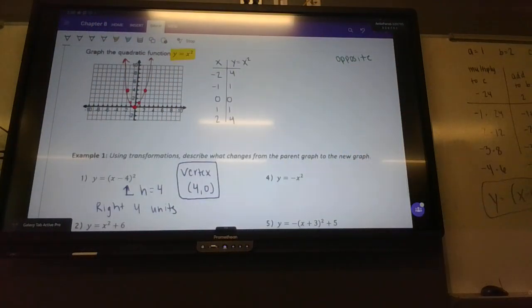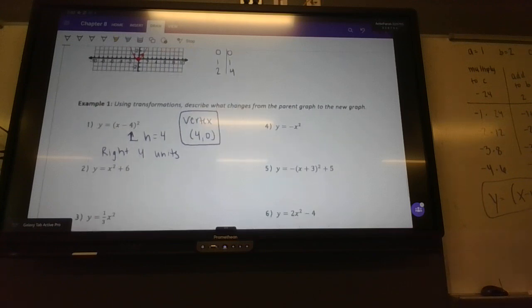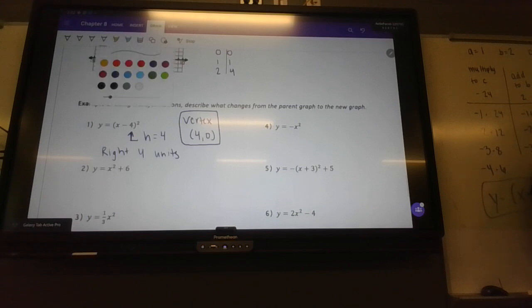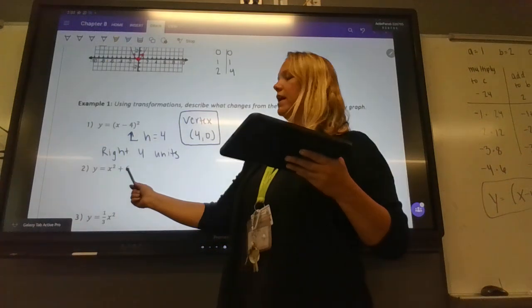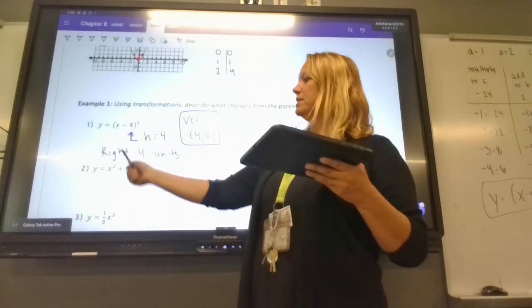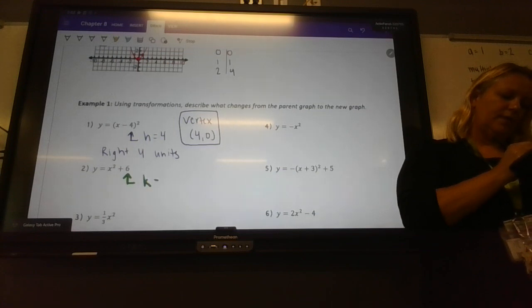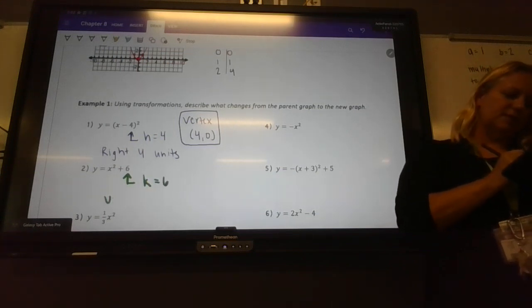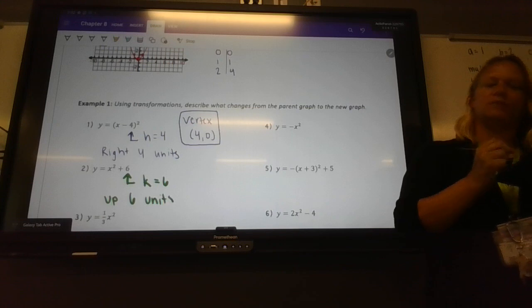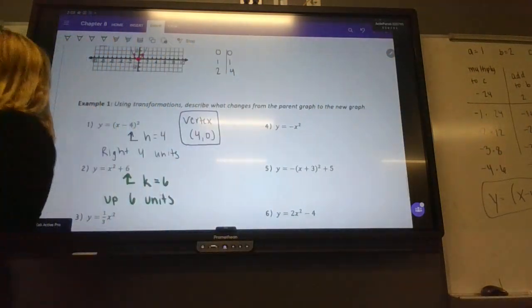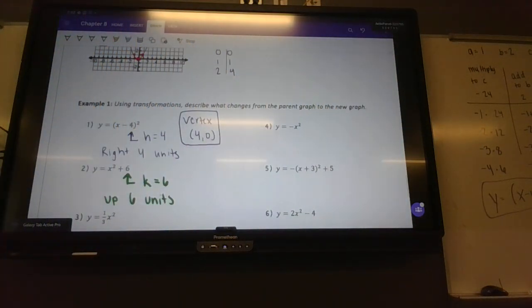Okay, and then number 2. Is this 6 an H value or a K value? This is a K value because it's not in parentheses. H is in parentheses. K is not. K equals 6. So this is up 6 units. It's this exact red one, but I would count it up 6, a vertical slide up 6.